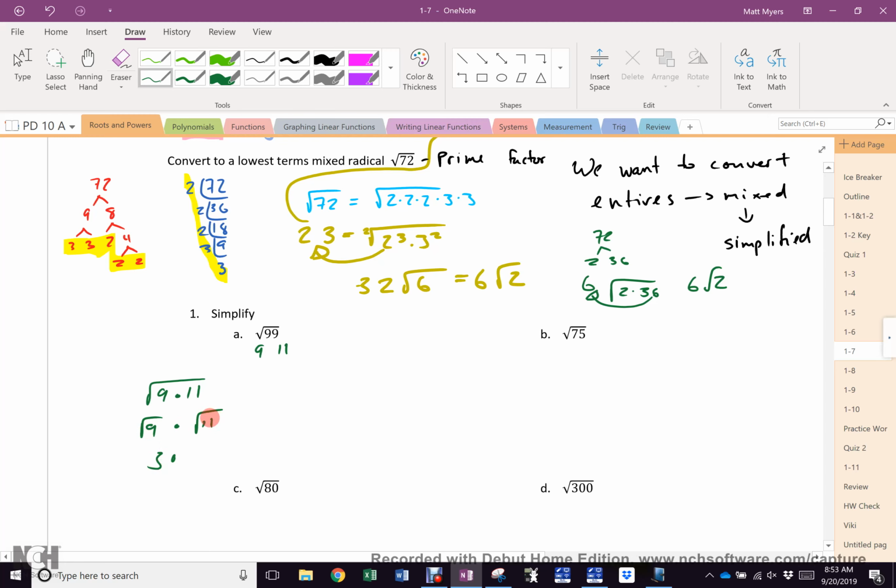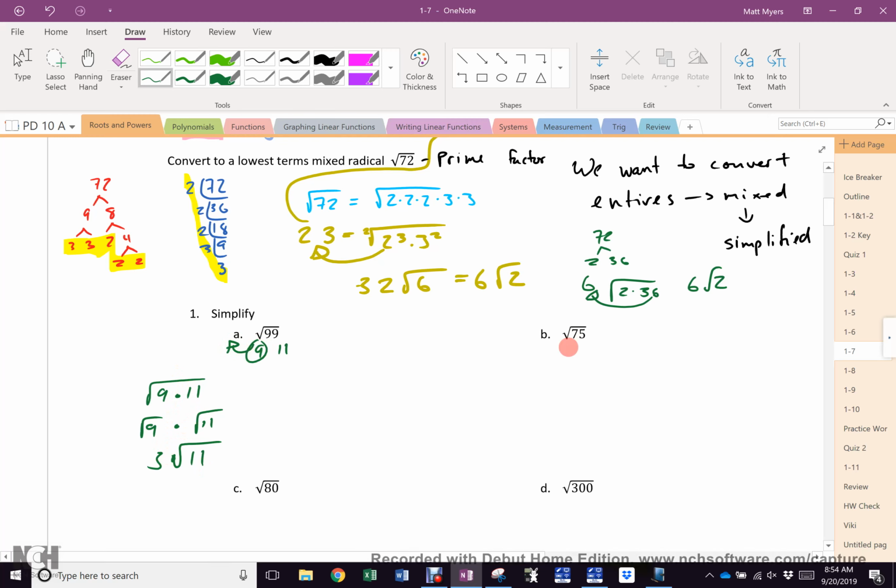Now, does 11 have a root? So we leave it there. Because it doesn't have a square root, and we don't want decimals. Everybody cool? So this is what is really happening. The shortcut is you take the square root and you bring it out to the front. That's it. Everybody cool? So what could I use for 75?